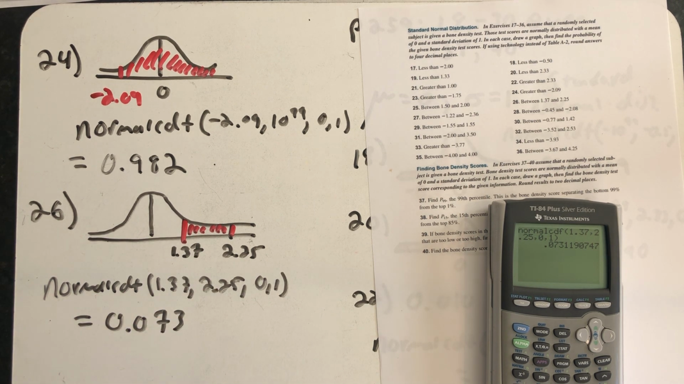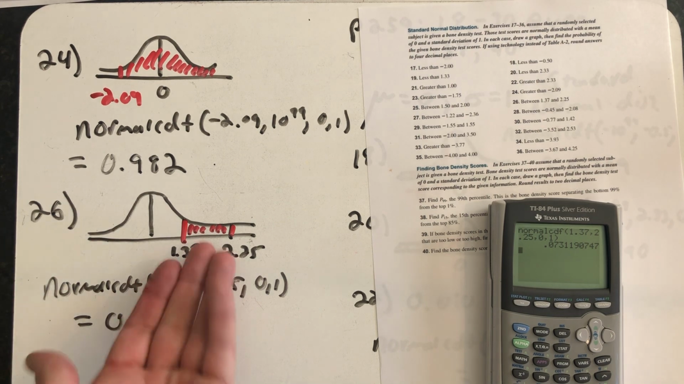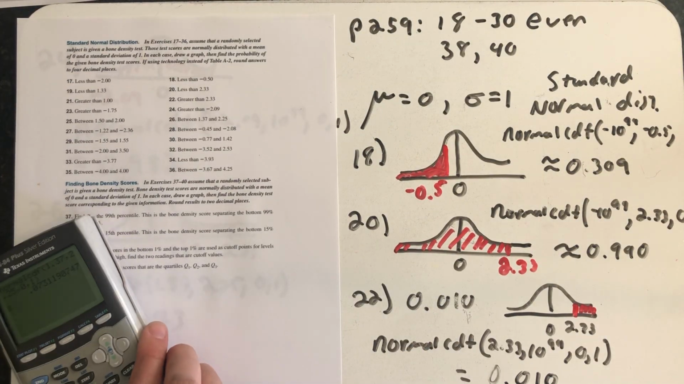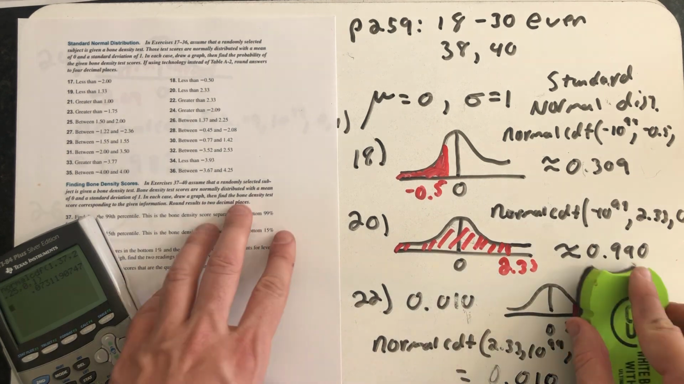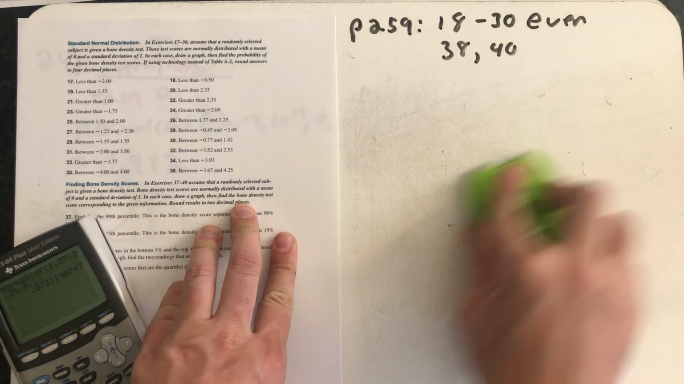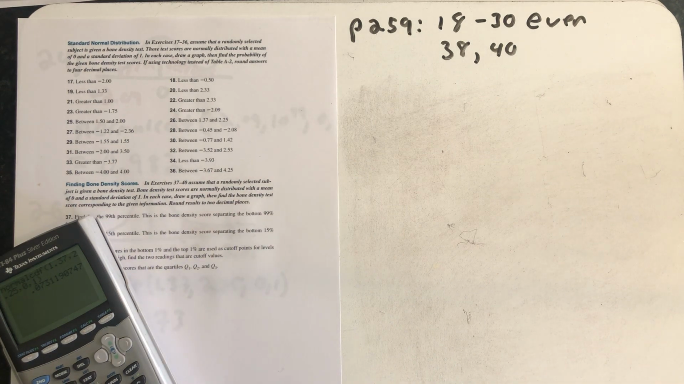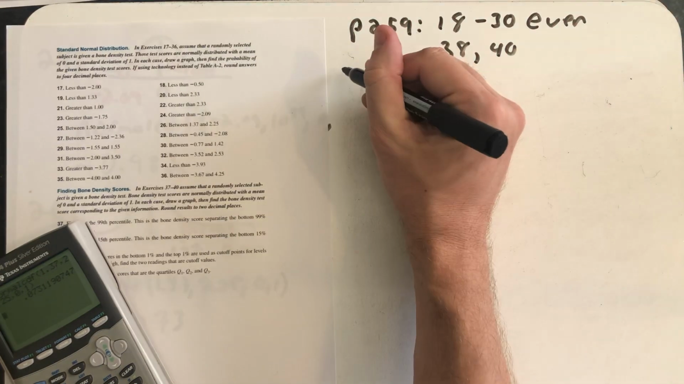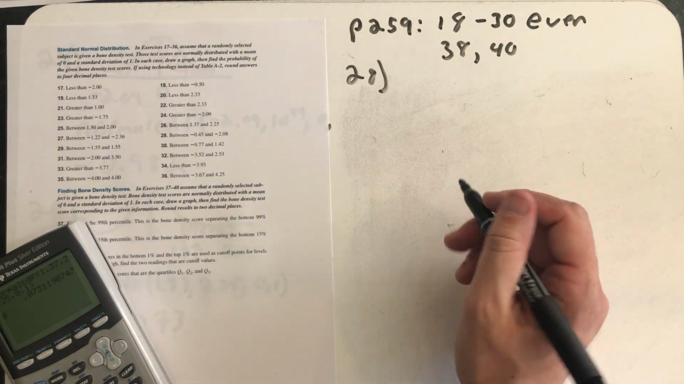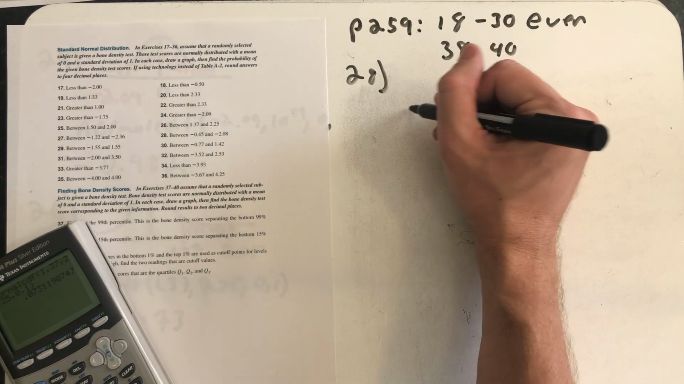So 0.73 is our probability. 7.3% of the bone density scores are between those two values. We have 2 more problems to do here between 28 and 30, and then we'll try 38 and 40. So number 28. Between minus 0.45 and minus 2.08.